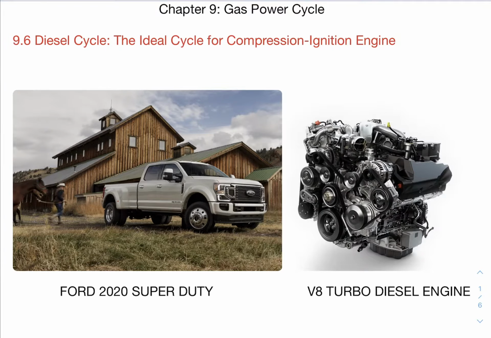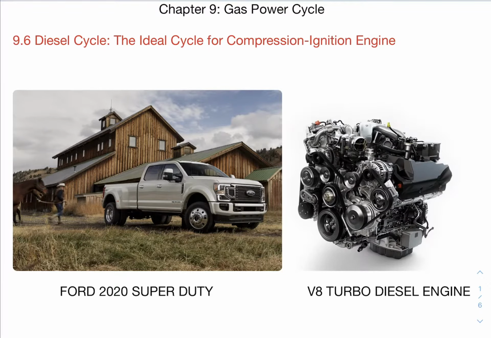Alright class, today we are going to talk about the diesel cycle, the ideal cycle for the compression ignition engine. In this chapter 9, in the first class, we talked about the gas power cycle, and then we also talked about the Otto cycle and the ideal Carnot cycle, right? So today we are going to talk about the diesel cycle.